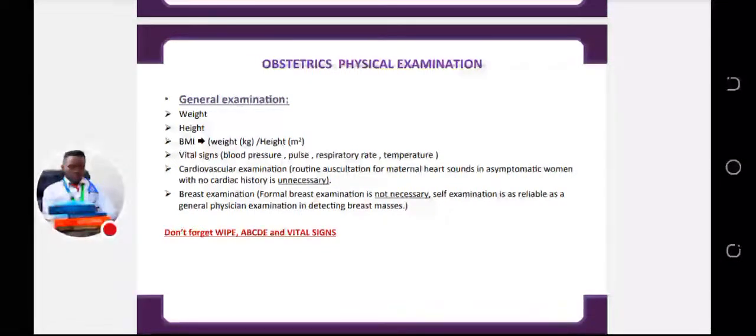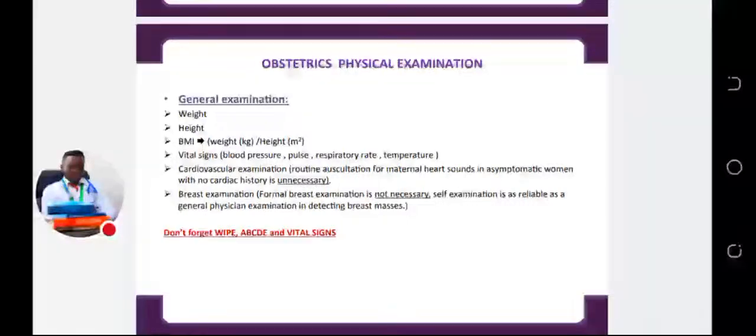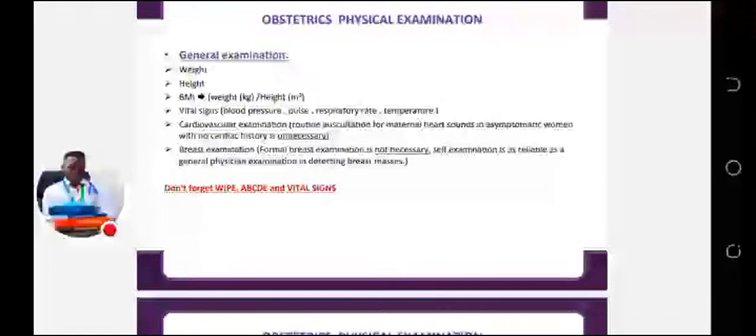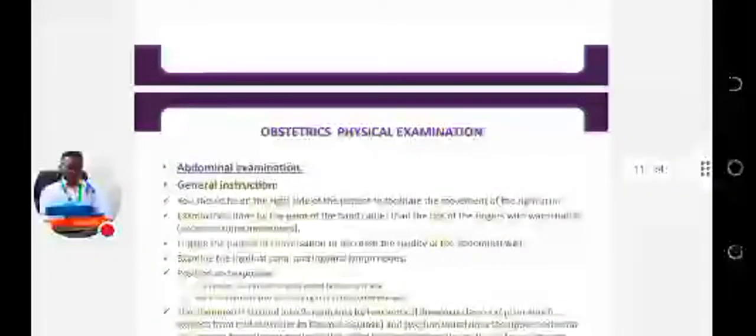Okay, so do not forget the ABCDE as well as the vital signs. These are just the weight, then you also inspect the height, and so on. So these are just the acronyms, okay? And the vital signs, don't forget.